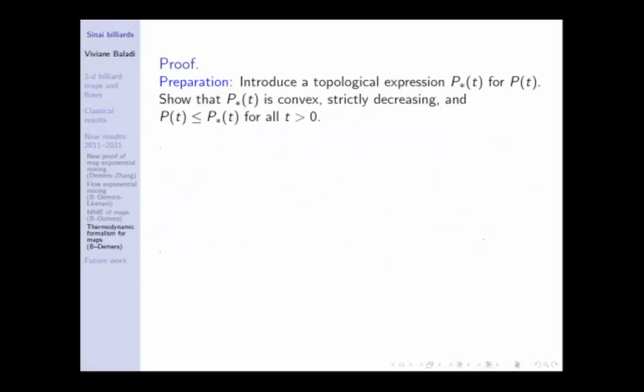So I will say a few words about the proof, maybe not too much because everybody's getting tired, the temperature is slowly rising. And then I would like to mention a couple of corollaries.